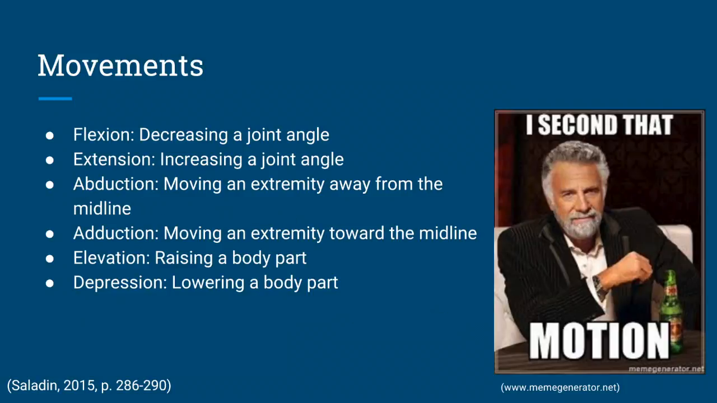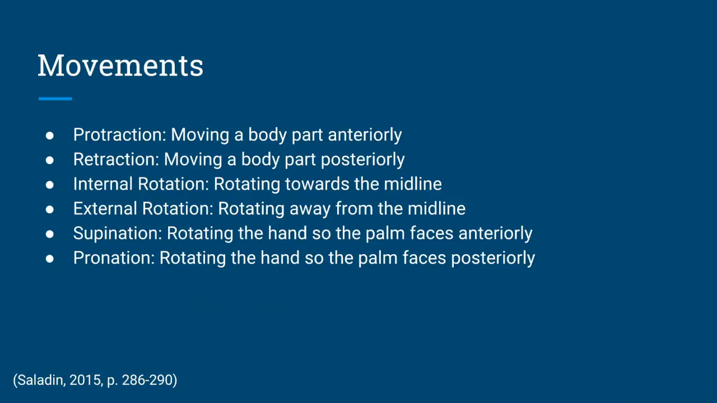Okay, now we have some general movements of all these joints. Flexion and extension, increasing and decreasing our joint angle. Abduction, which is moving a body part away from the midline, and then adduction is moving the extremity back towards the midline. Elevation and depression. Then moving on, we also have protraction and retraction, so moving a body part anteriorly or posteriorly. Internal and external rotation, and then supination and pronation. And that concludes our Unit 2 project.